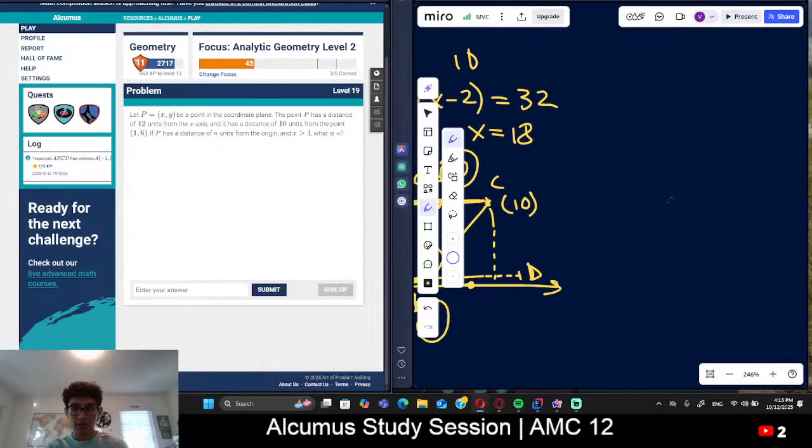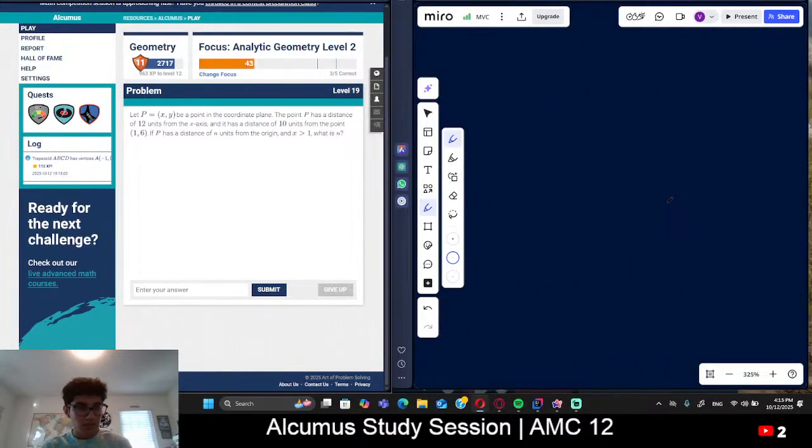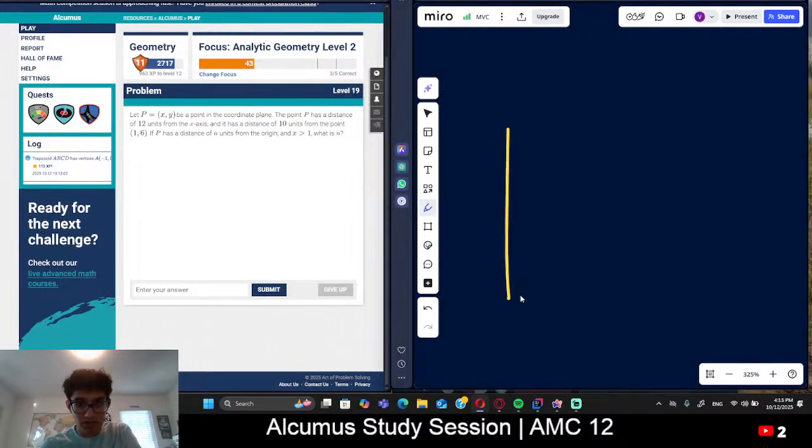Okay, let's try this one. Let P comma xy, the point has a distance of 12 units from the x-axis and it has a distance of this. Okay, this should be nice and easy. Let's draw it out, x and y. The point has a distance of 12 units on the x-axis. So the y coordinate will be like 12.